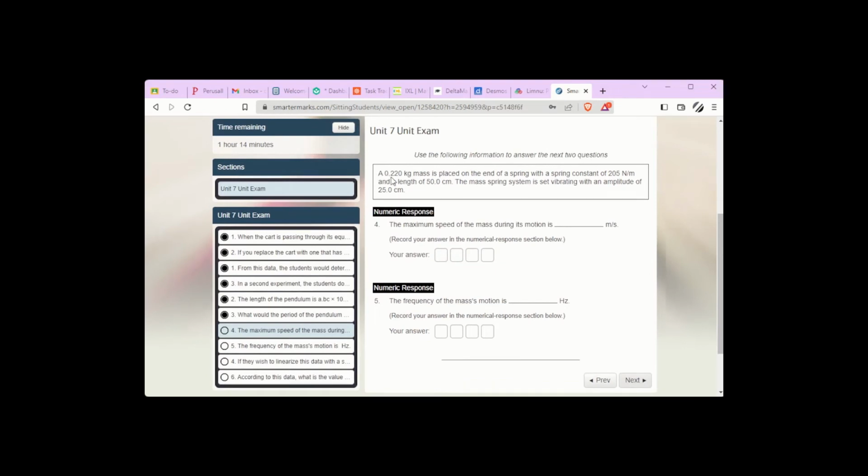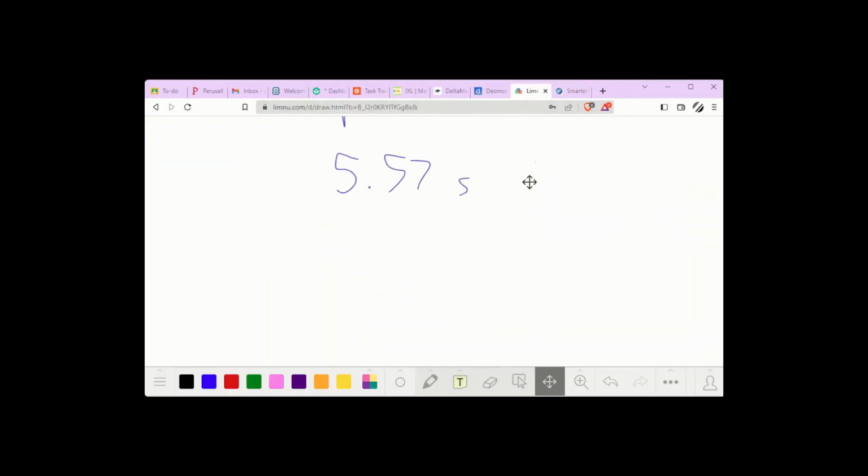Now, a 0.220 kilogram mass is placed on the end of a spring with a spring constant of 205 newtons per meter and a length of 50 centimeters. The mass spring system is set vibrating with an amplitude of 25 centimeters. The maximum speed of the mass during its motion is... This is a conservation of energy problem. Remember, for that we use the amplitude of the motion, not the unstretched length of the spring.